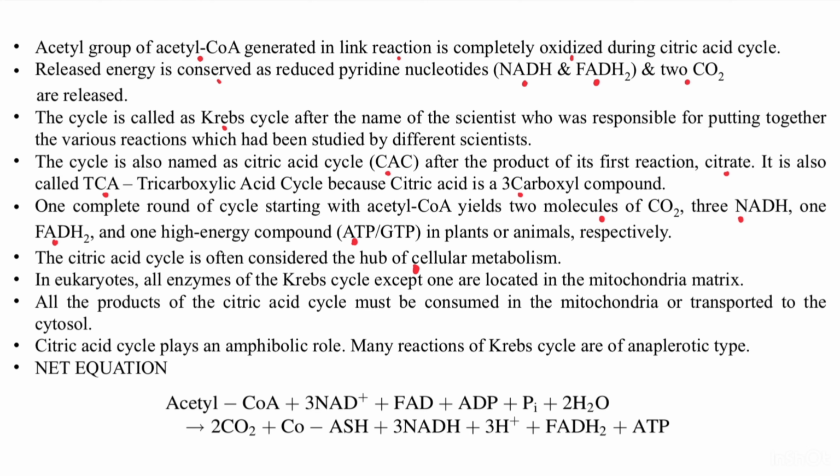Since Krebs cycle operates in the mitochondrial matrix, all products are formed inside the matrix. From this matrix, the compounds are either consumed or they are transported out of the mitochondria into the cytosol for other metabolic pathways. Krebs cycle is associated with amphibolic nature, and some reactions are also of the anaplerotic nature. The net equation of the Krebs cycle is given in the slide.